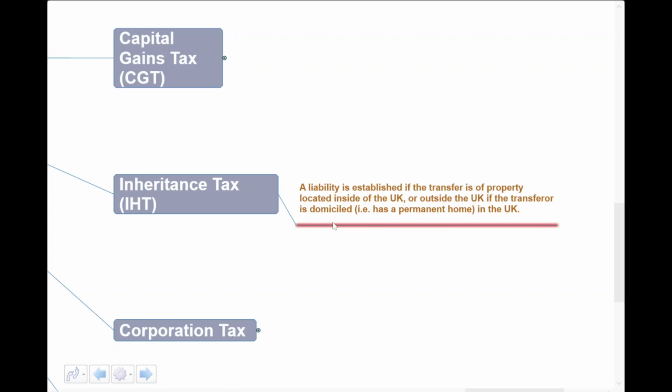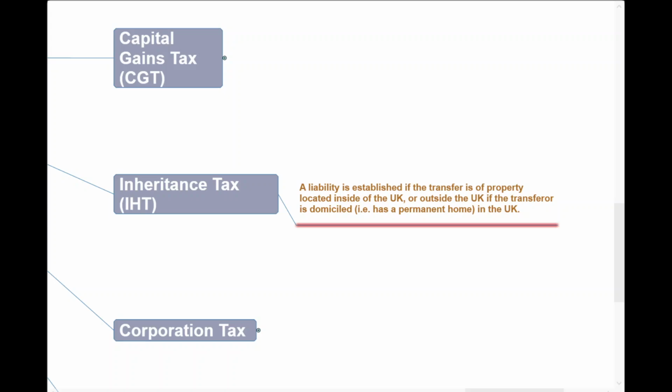Now, don't worry too much about the definition of domicile. There's several areas to domicile. But for our purposes, let's just say, and I don't think that written questions on IHT in this particular area are common at all. But let's just say if the individual is domiciled, it's a similar concept in one sense to residency, although some slight twists.